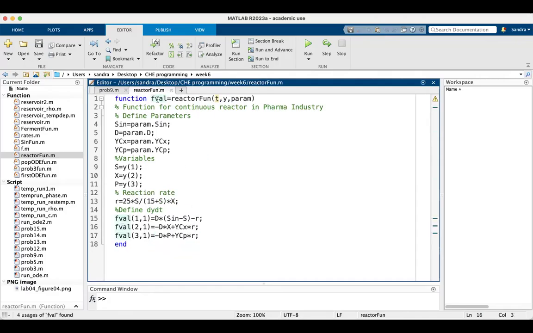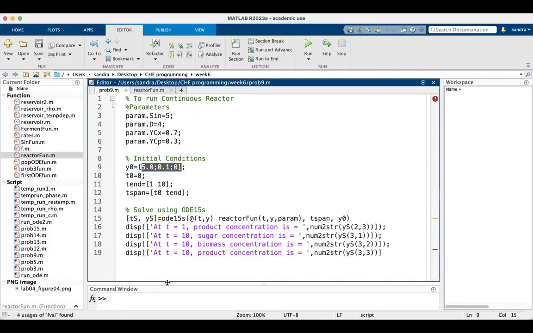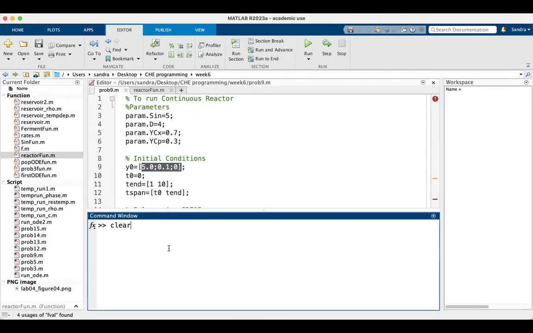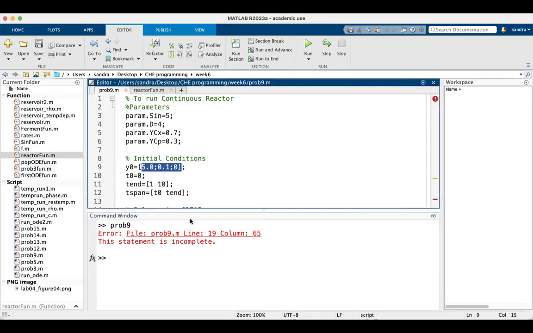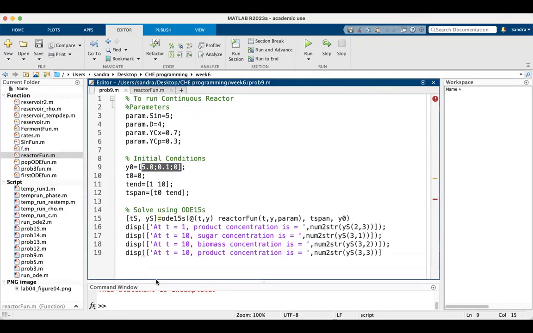Okay, and fval will be the output. I can run this and show it to you. Clear, clc. I'm running this. Just a second. Line 19 is incomplete.